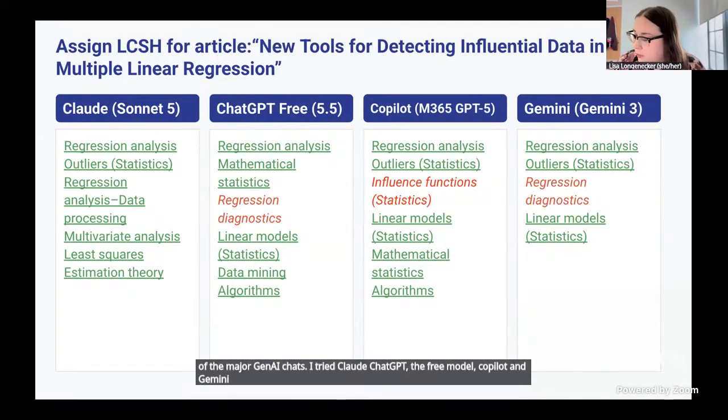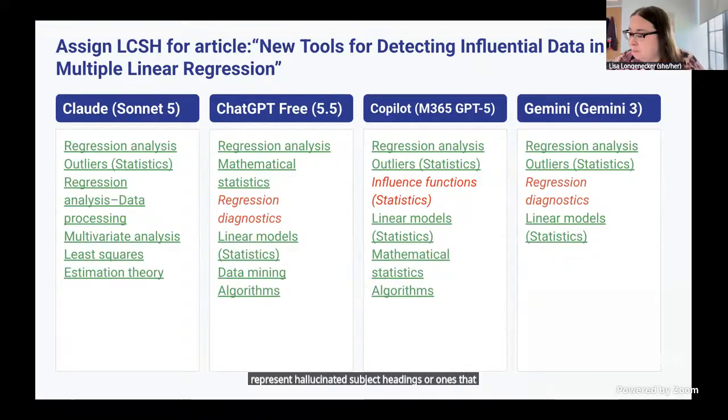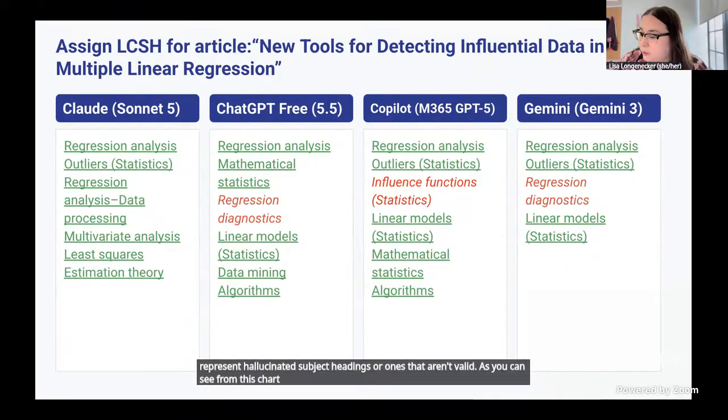The green and underlined subjects represent valid Library of Congress subject headings, whereas the red and italicized ones represent hallucinated subject headings, or ones that aren't valid. As you can see from this chart, overall, the language models are doing a lot better at producing valid LCSH now. When I started experimenting with this about 2 years ago, it was only getting valid LCSH about 60–70% of the time, but it's definitely getting better.